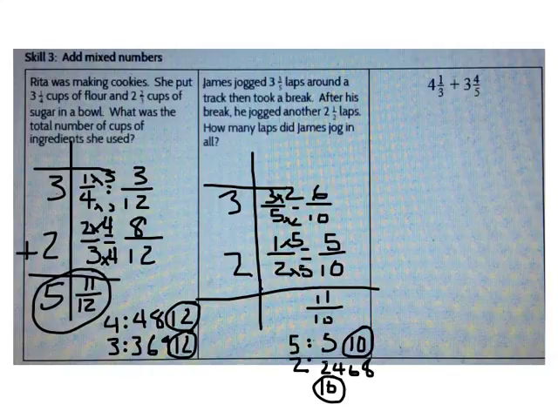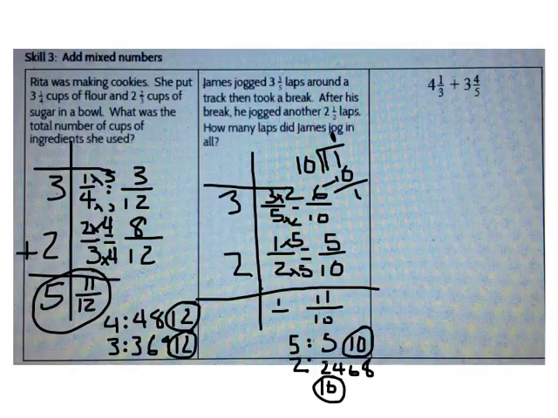Here I have a problem. 11/10 is an improper fraction. I need to change it into a mixed number. When I change 11/10 into a mixed number, what operation do I need to use? I need to divide 11 divided by 10. When I do that, what is the mixed number that I create? Well, 10 goes into 11 one time with a remainder of 1.